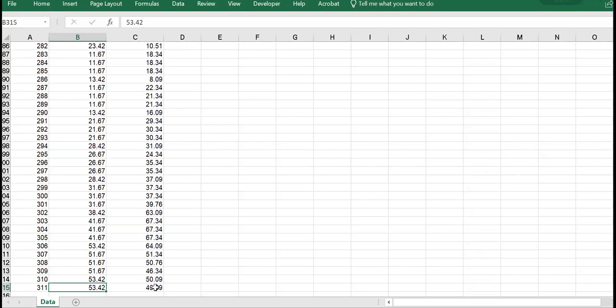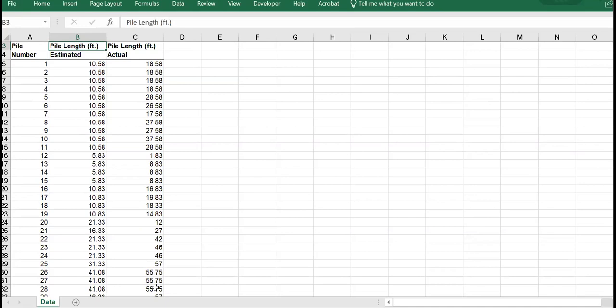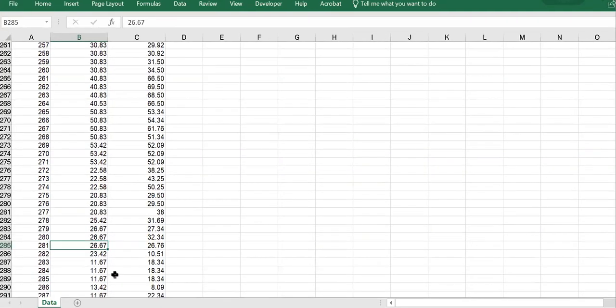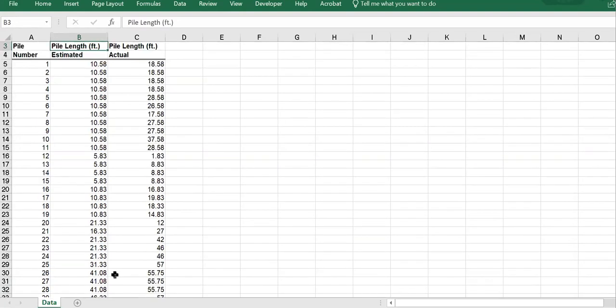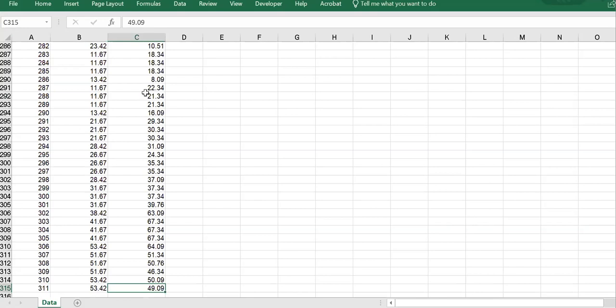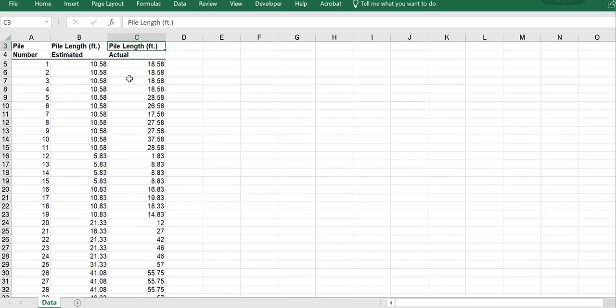So there are two things here. We have the same number of observations in each sample. Estimated we have 314 observations. Sorry, I think it's less. Yes, it's 310 observations in estimated column and 310 again in the actual. So same size samples at both sides.